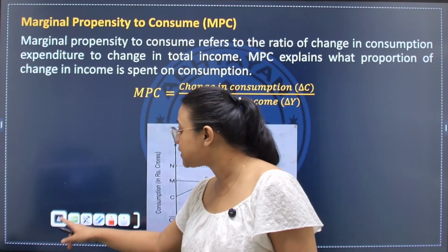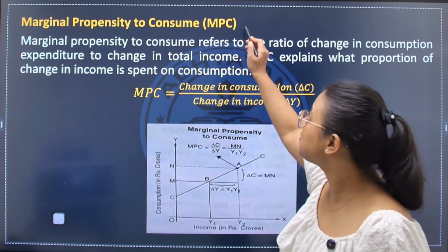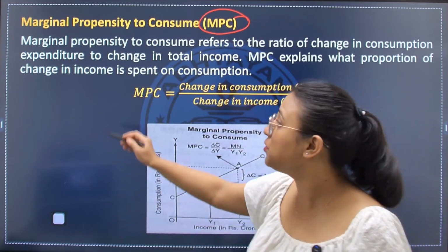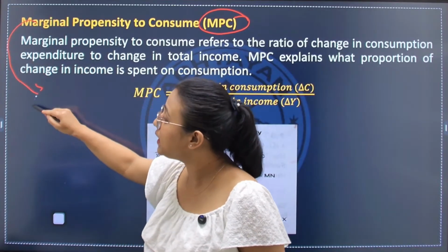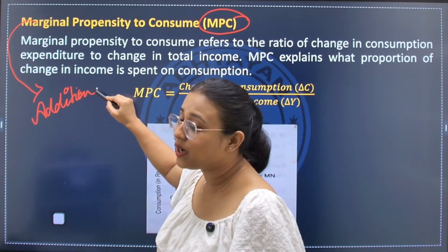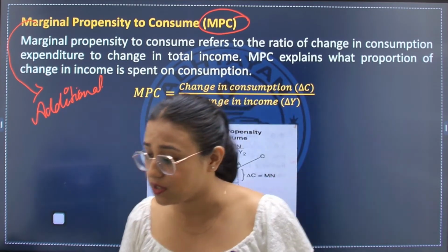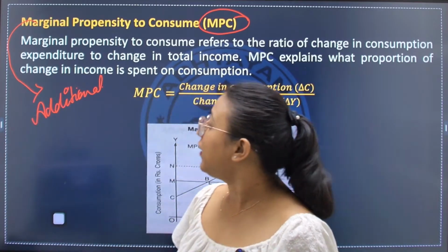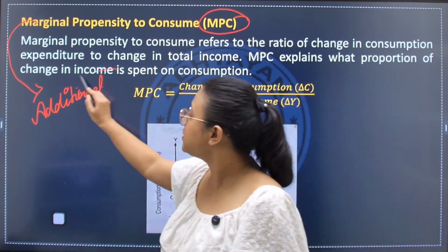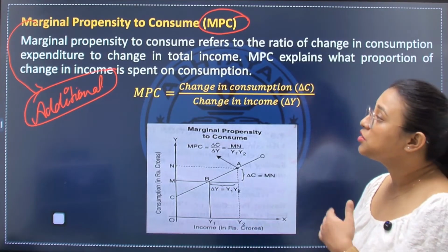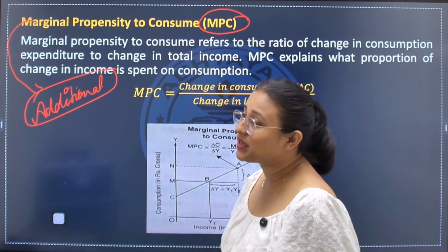Now let's move to the second propensity to consume, which is marginal propensity to consume or MPC. The word marginal has a meaning. The meaning of marginal in economics refers to additional. Fine. So the meaning of marginal is additional. So what is marginal propensity to consume?